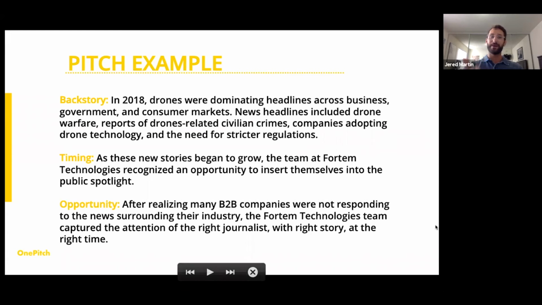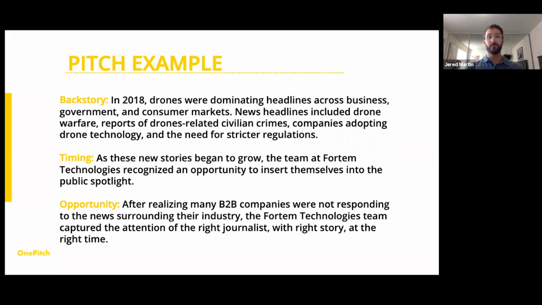Before we go into that, actually, I do want to mention a little bit of a backstory. I think that's important for you guys to recognize. But back in 2018, drones were becoming more popular and they were gaining more attention in the news headlines. These were drones that were consumer-oriented, business-oriented, as well as government-oriented. And a lot of these headlines were across the board related to those different segments. It could have been, unfortunately, about warfare. It could have been about civilian. It could have been about companies adopting these things.